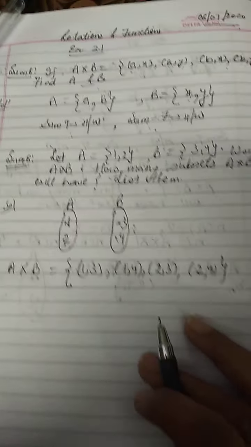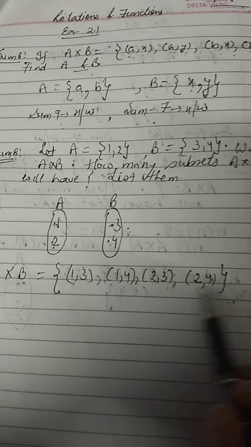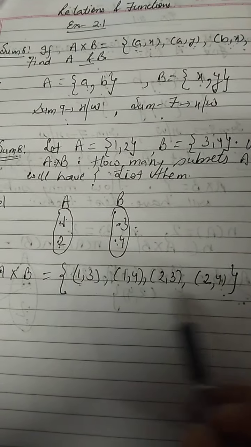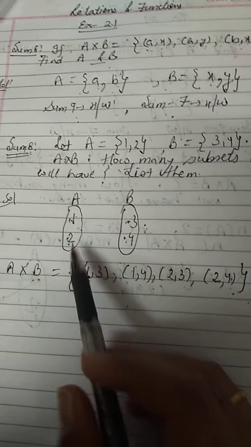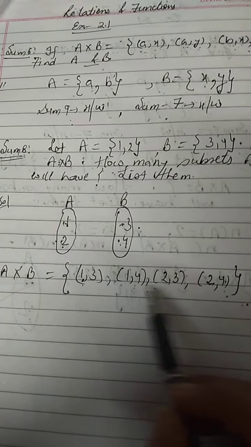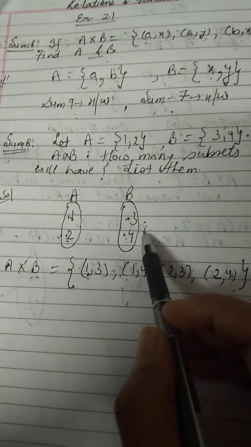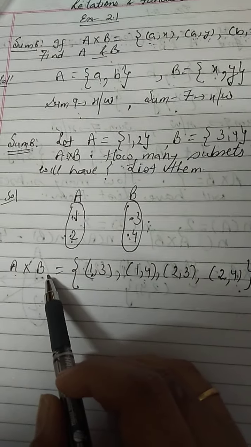So when we are writing these pairs, all these pairs are in a certain order. When you look at these ordered pairs, in every ordered pair the first element is always from the first set, and the second element is always coming from the second set, and A cross B we are writing.